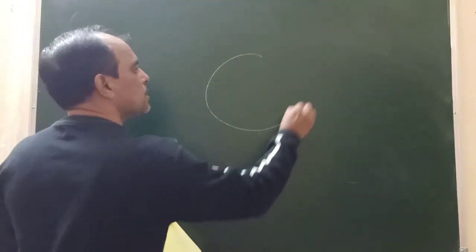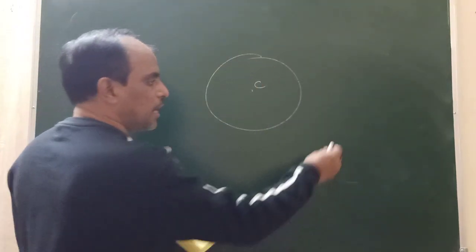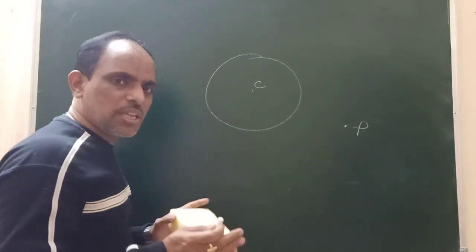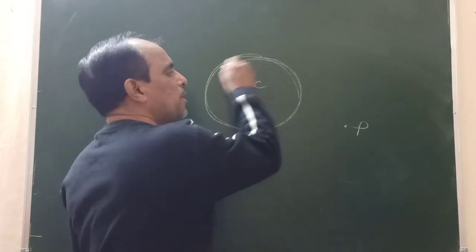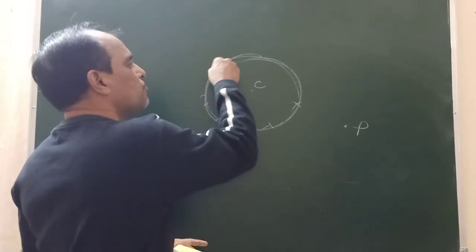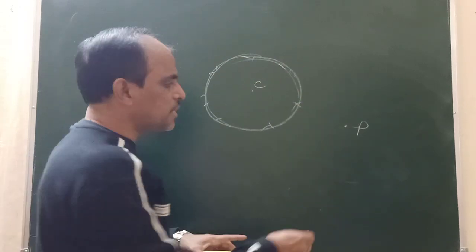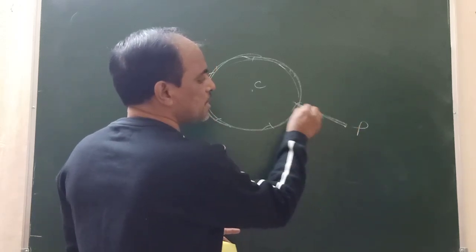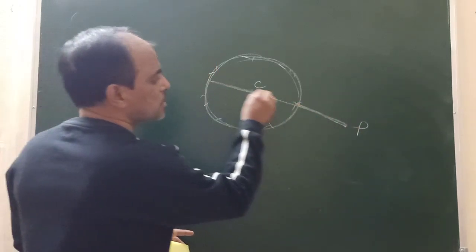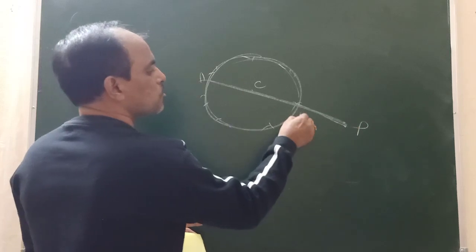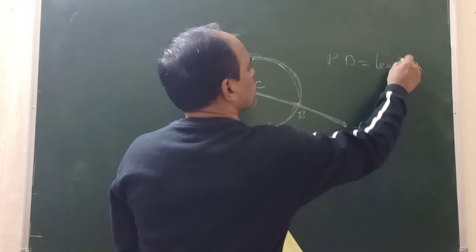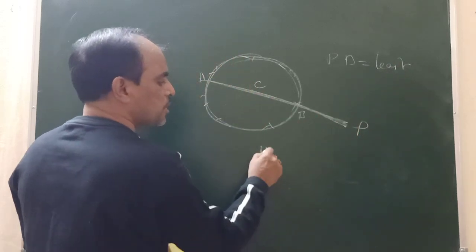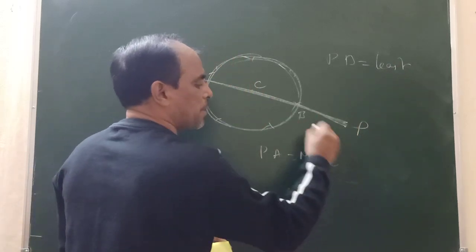Now, one more point. Suppose here is a circle with the center at C and here is a point P. Then what about the least distance from P to a point on the circle? A point on the circle means the point may be anywhere on the circle. What will be the least distance from P? This will be the least distance. And what about the maximum distance? This will be the maximum distance. Let us suppose these two points are A and B. So PB is equal to the least distance, and PA is the maximum distance.